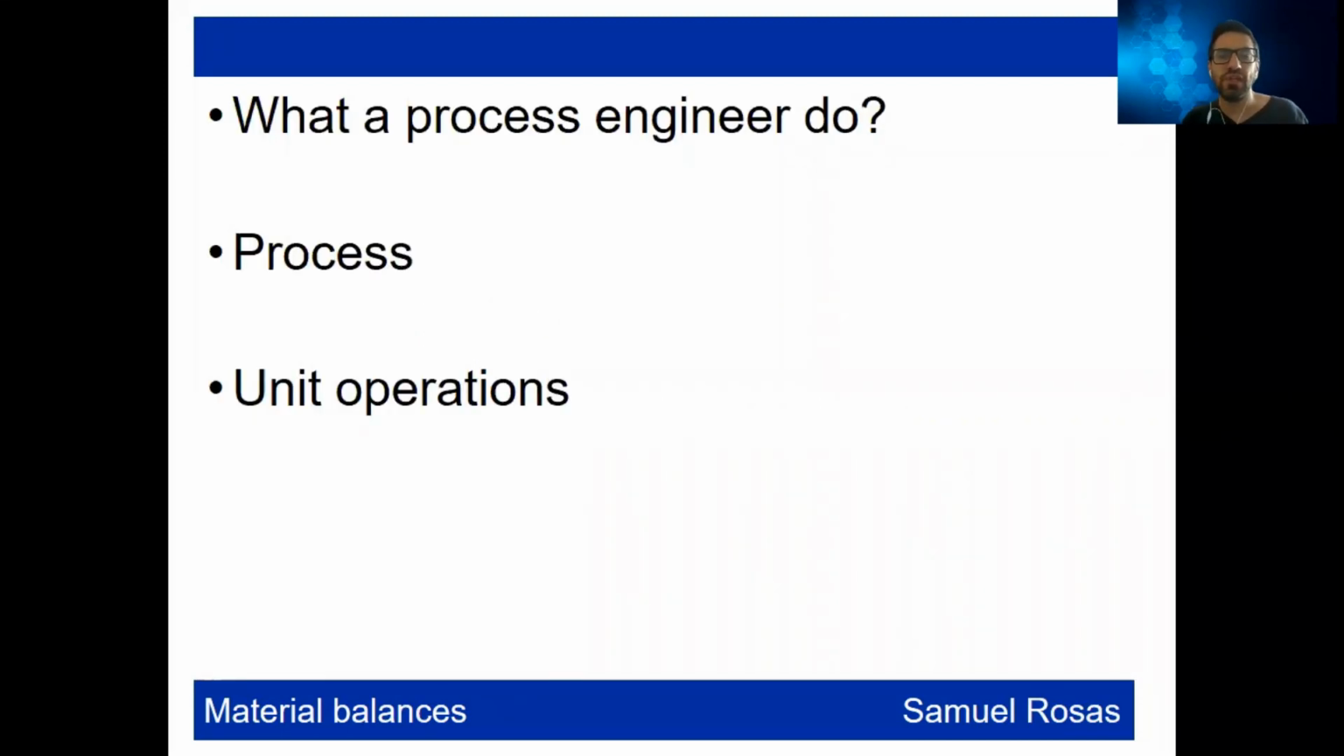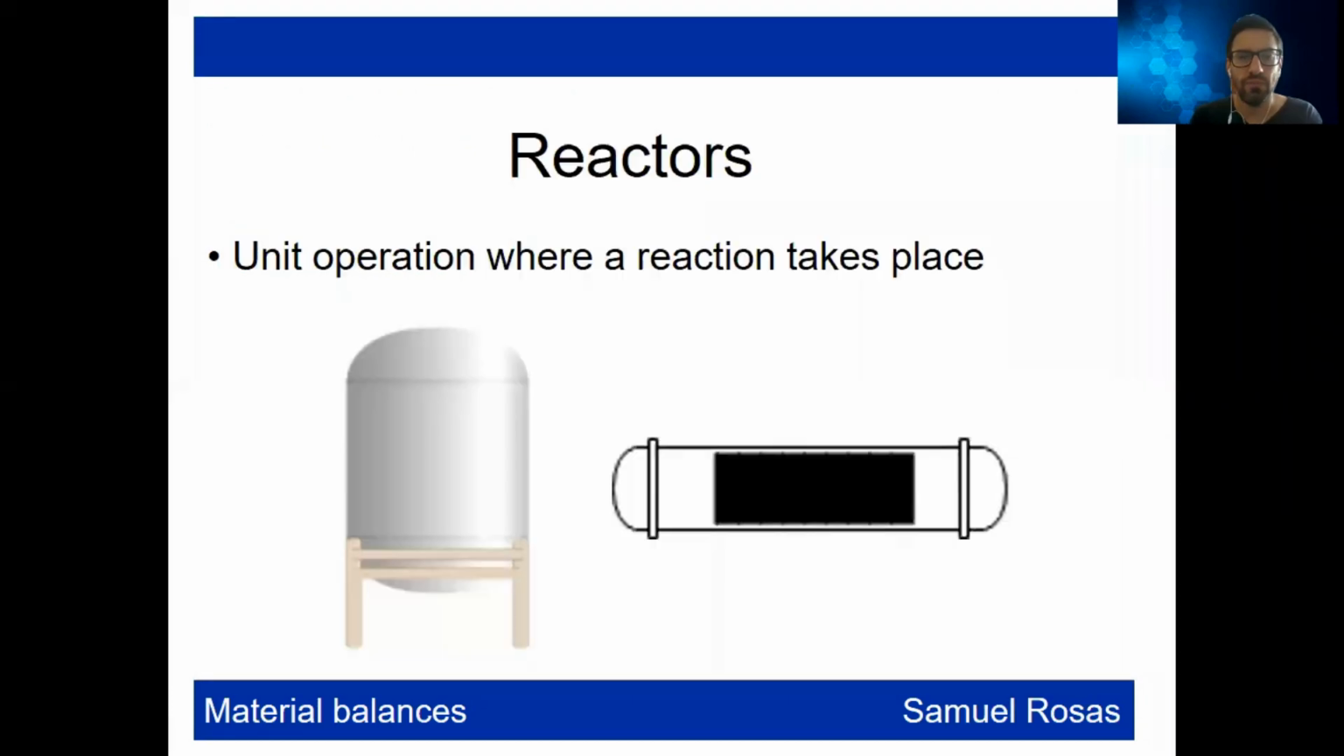So the process engineer is usually someone that is analyzing processes, chemical processes or processes in order to transform something, a raw material, to a useful product. So the process is that. And each process has unit operations. And the unit operations are the main steps that we are having in order to follow the process. We have different types of unit operations.